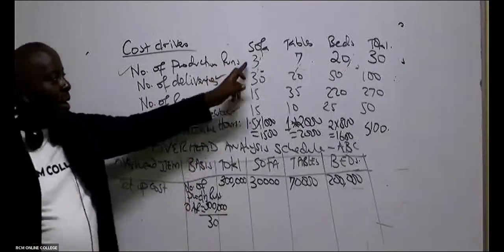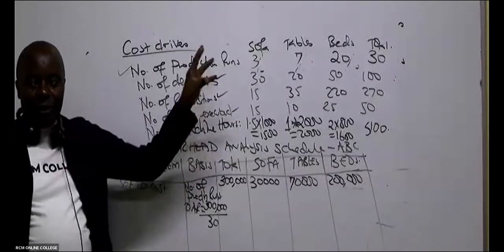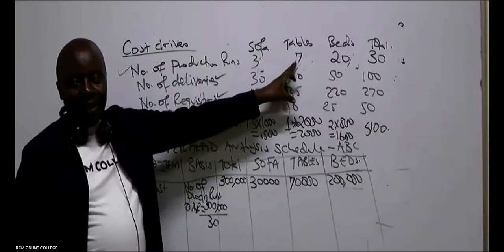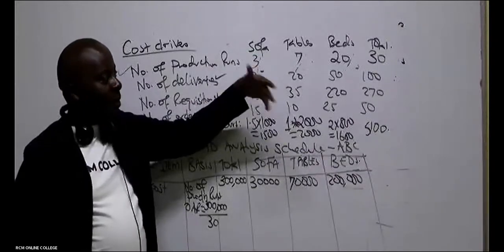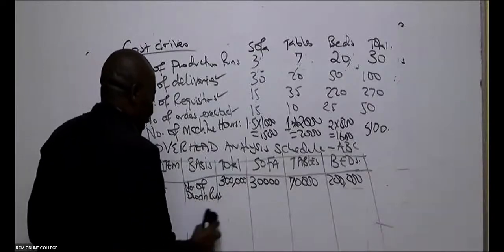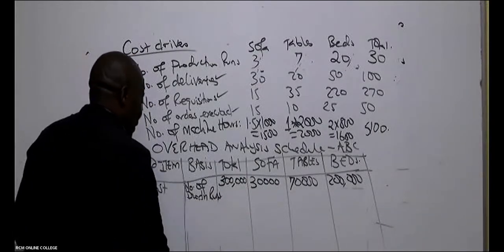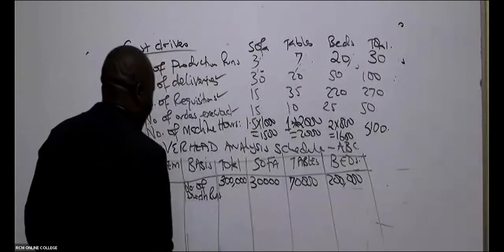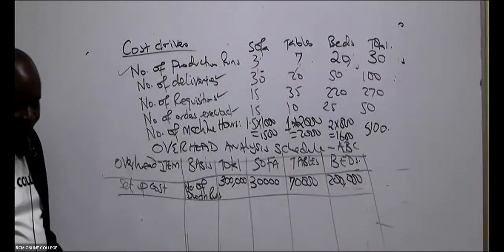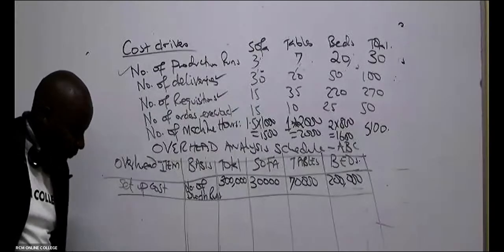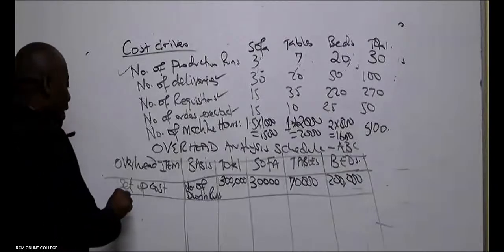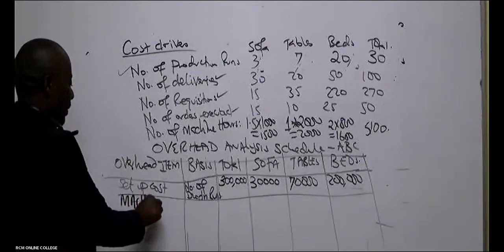When I go to sofa set, how many runs do we need? You take 10,000 times 3. Then 10,000 times 7, because 10,000 now is per run. 10,000 times 20. Whichever method works for you, we don't care. What matters to us is the means. So we have been able to do setup costs. Can we take on the second one? The second one is known as machine cost. So you write here, machine.